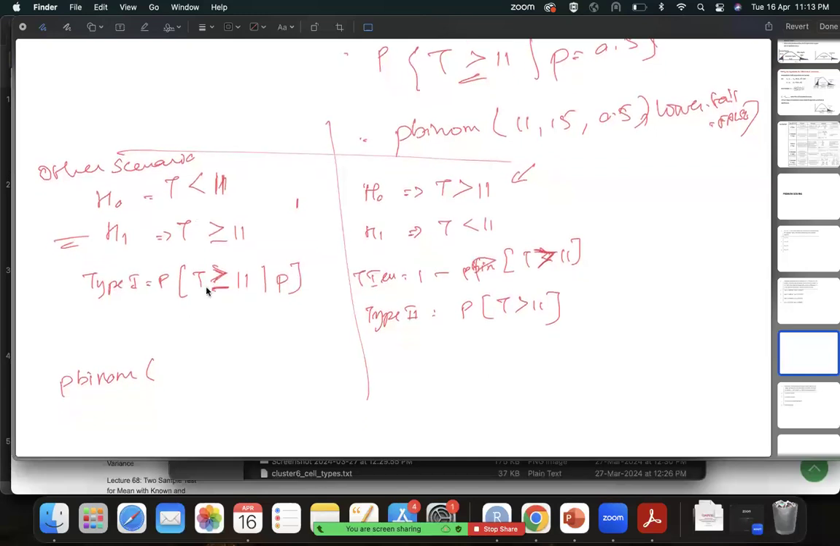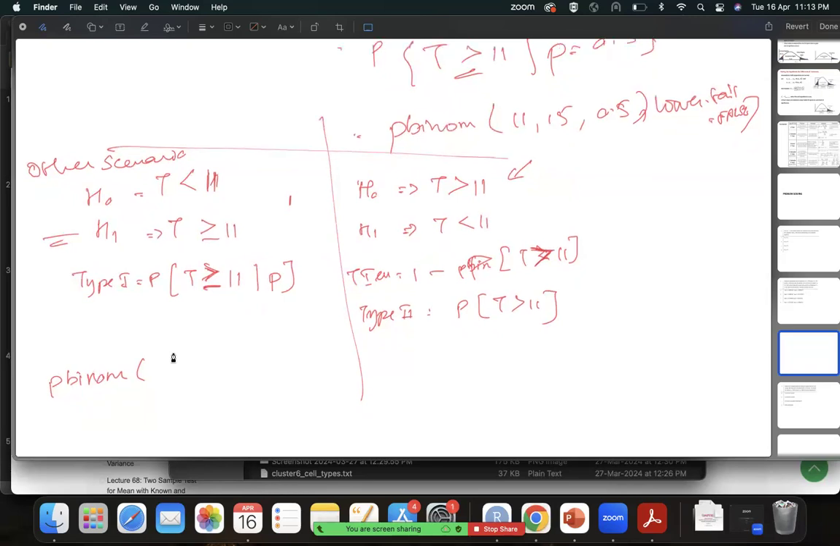So you'll have this other scenario. Here you don't do 1 minus, because you already have greater than. You just do pbinom(11, 15), your probability value, with lower.tail equal to FALSE, because there's a greater than. But I am not sure if this should still be 11. If you have a greater than, it is 11.